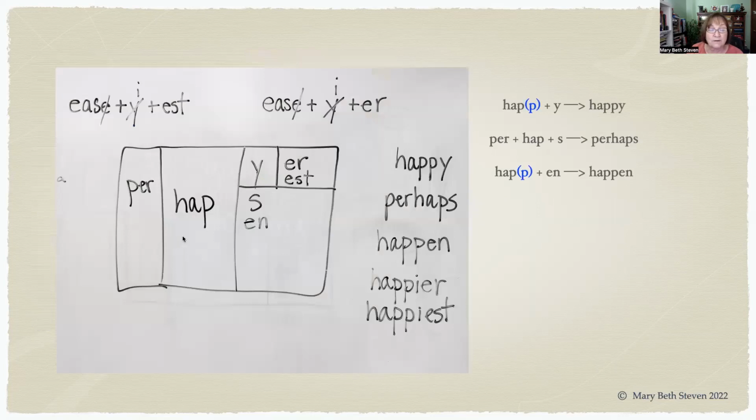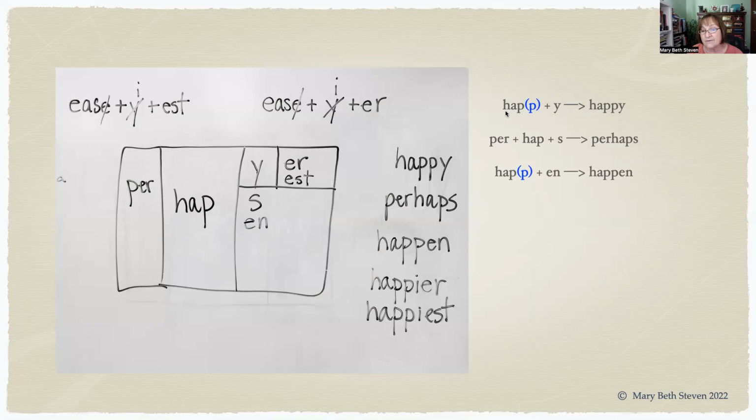Here's another one, and you'll notice at this point, I'm still drawing some of these matrices until we get really familiar with them, right? And again, I can talk about how they're structured as we go. So let's look at the base HAP. How do we form the word happy? Well, look at the word sum. HAP plus Y is rewritten as, check the joins.